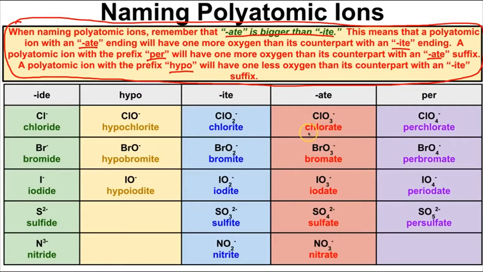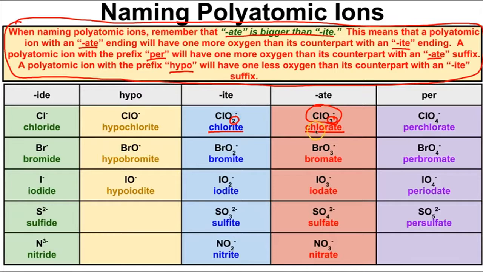Well, let's take a look at an example here. Let's take a look at chlorate. Its chemical formula is ClO3 with a minus charge. So if we memorize what chlorate is, just ClO3 minus, then when we're asked to determine the chemical formula for chlorite, that should be a piece of cake, as long as we know that ate is bigger than ite. And so what this means is that the polyatomic ion that has an ate ending is going to have 1 more oxygen compared to the polyatomic ion with the ite ending.